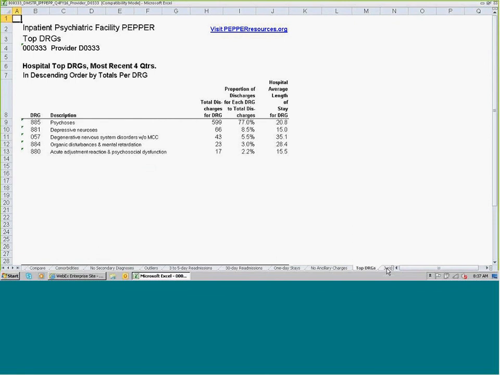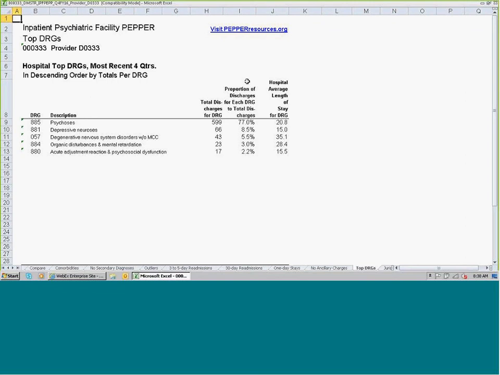Now, also included in the IPF PEPPER as a supplemental report is a report that identifies the top DRGs for the most recent fiscal year or most recent 4 quarters. So this report will identify the DRG number, the DRG description, will show you the total number of discharges for the DRG, and the report is sorted in descending order based on the total number of discharges by DRG.